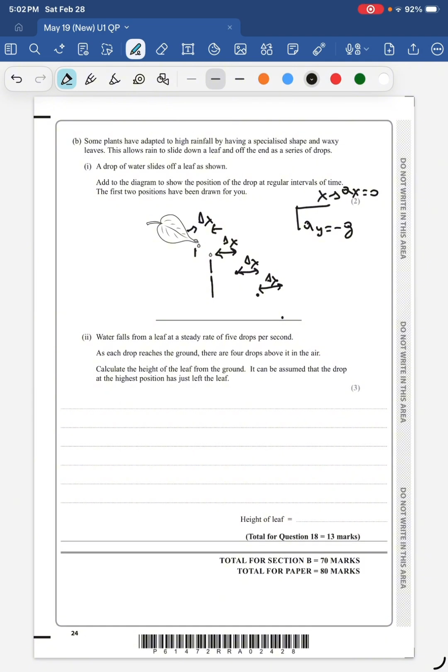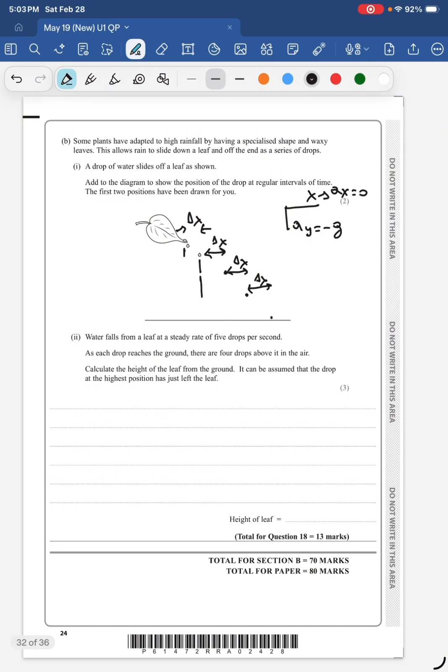Water falls from a leaf at a steady rate of 5 drops per second. As each drop reaches the ground, there are 4 drops above it in the air. Calculate the height of the leaf from the ground. It can be assumed that the drop at the highest position has just left the leaf.